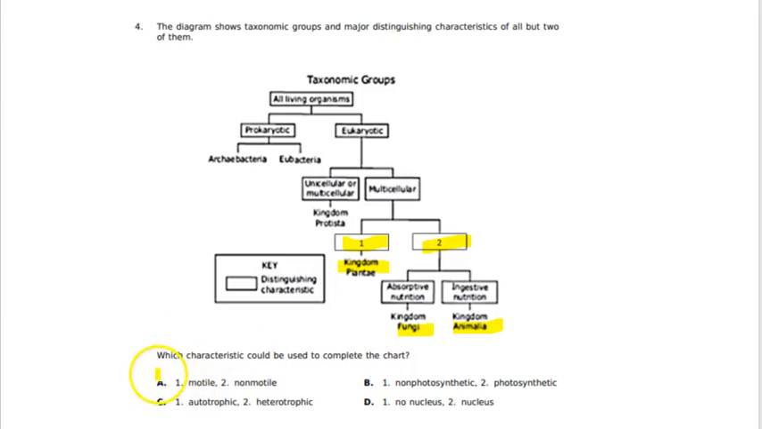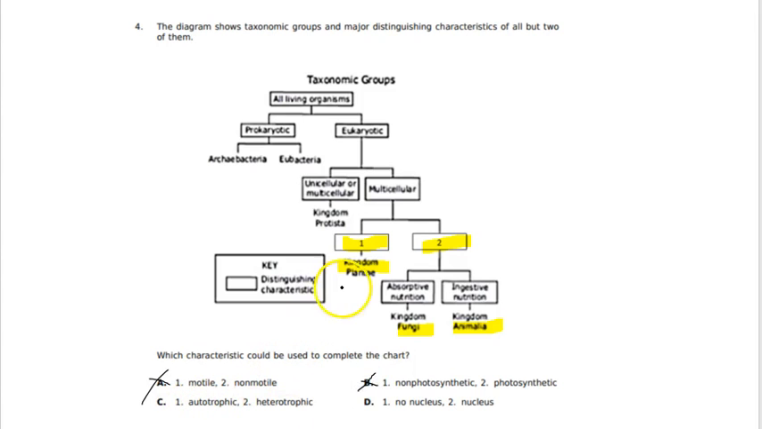So let's look at the first one here. Motile and non-motile. Well, that means movement. So if we look at number 1 here, we know plants don't move. They're rooted into the ground, so they don't get up and walk around. So we know that that one is not correct. So we can't use those terms in those boxes. Okay, let's look at B. Non-photosynthetic. Well, we know plants are photosynthetic, so that would not be a good characteristic to put in number 1.